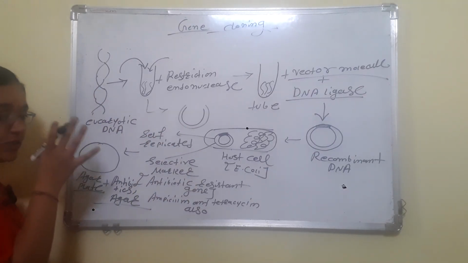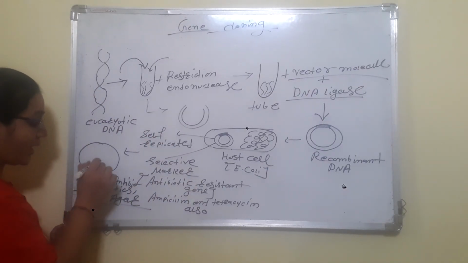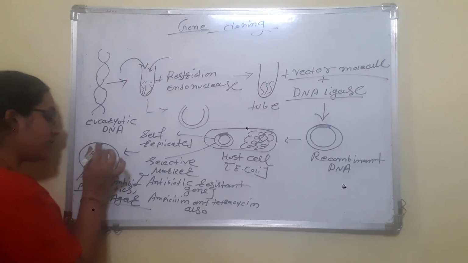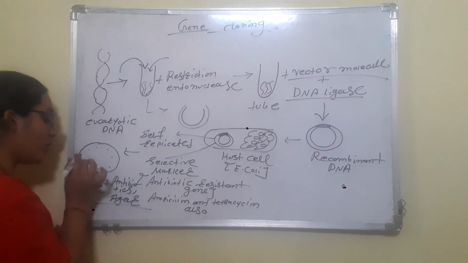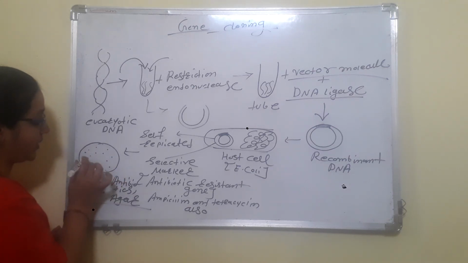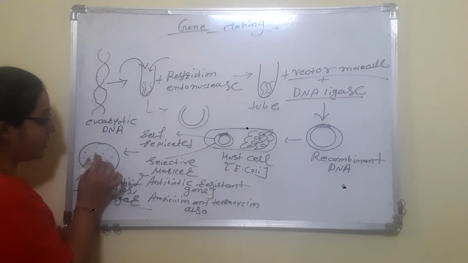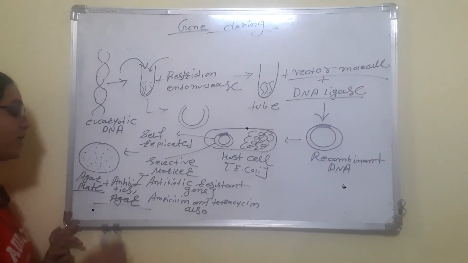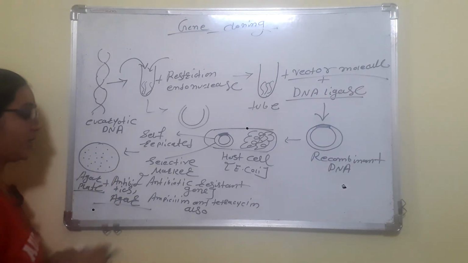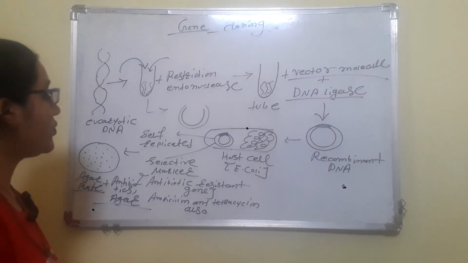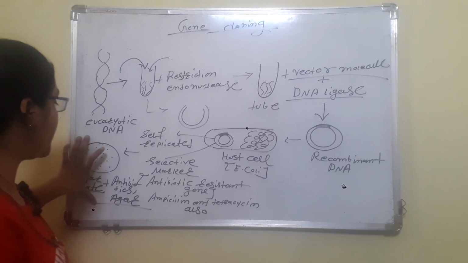Then after some time we observe many colonies on this plate, and these are not normal, they are our recombinant genes. Okay, this is the process of isolation of the specific targeted sequence, replication and protein synthesis, especially insulin.